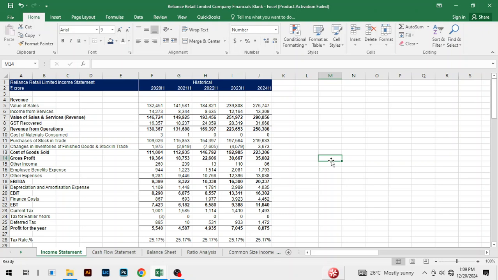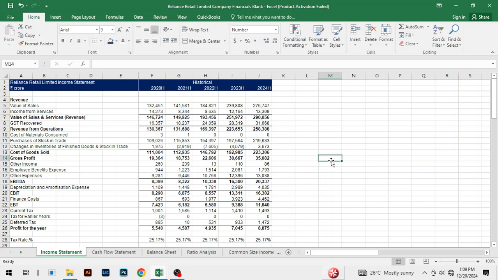So today let's look at Reliance Retail Limited's financial standing. Reliance Retail Limited is one of India's retail giants and is a subsidiary of Reliance Industries. Its areas of focus include groceries, apparel, electronics, etc.